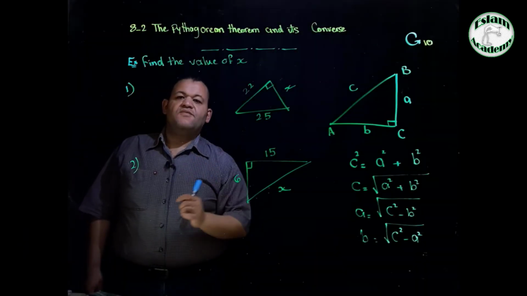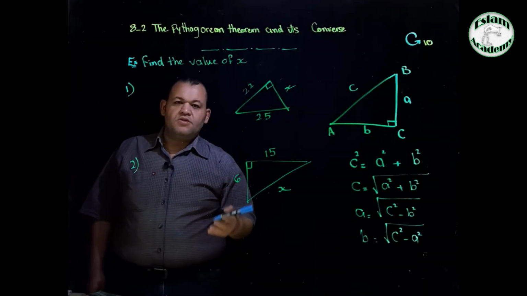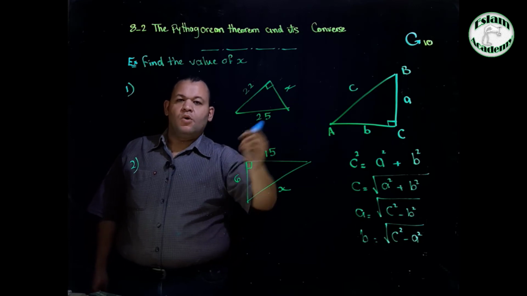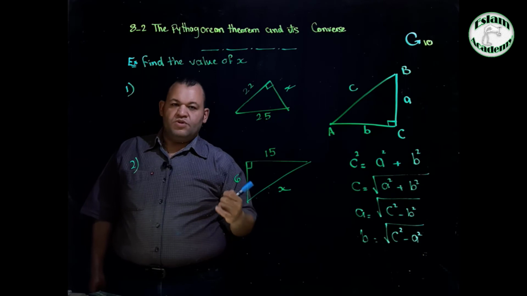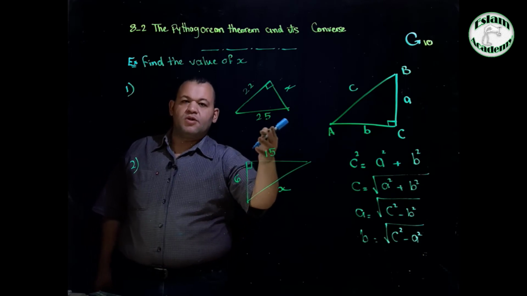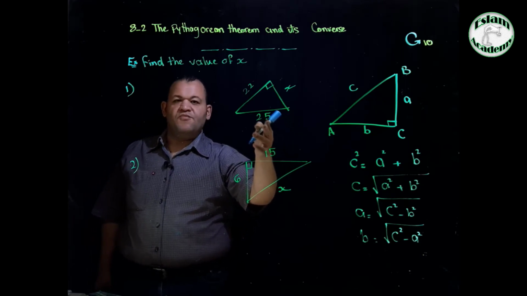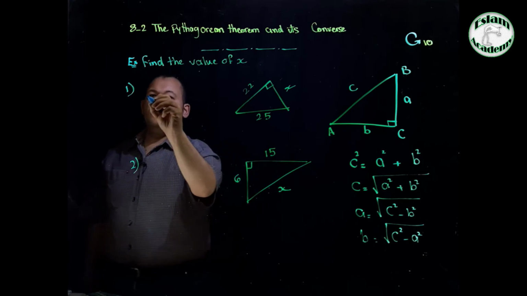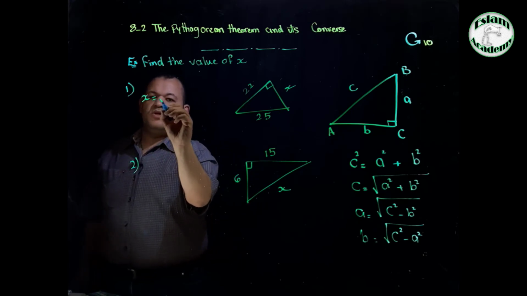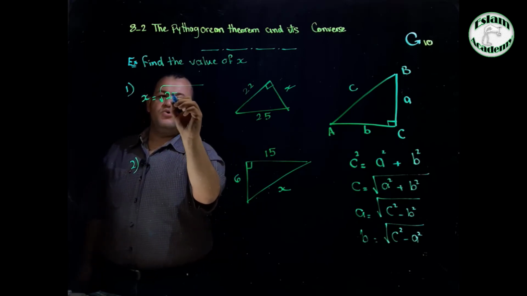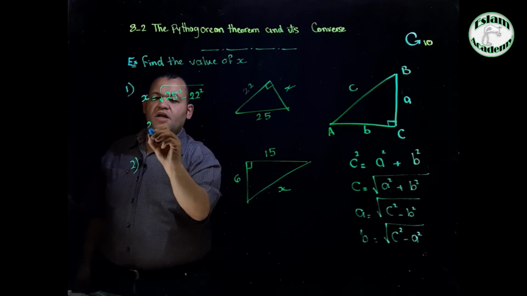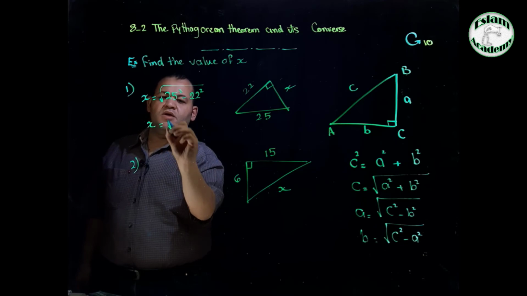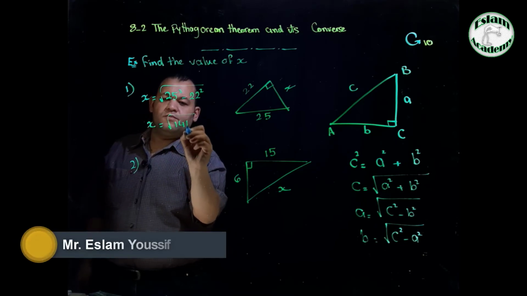Now how can we find the value of x? To find the value of x, we need to determine whether the missing side is a leg or the hypotenuse. For the first one, the missing side is a leg. We said before, if the missing side is a leg, you need to subtract: the square root of 25 power 2 minus 22 power 2. Then x is equal to the square root of 25 power 2 minus 22 power 2. By using the calculator, we can find that x is equal to root 141.